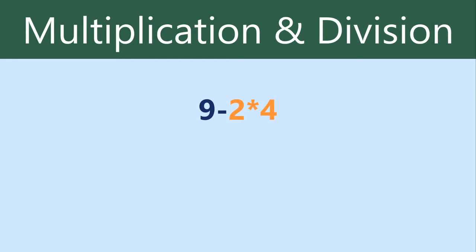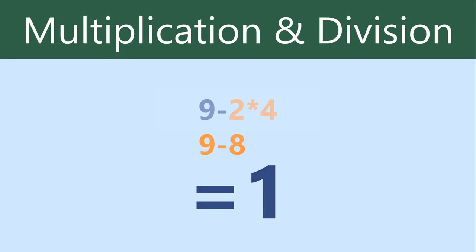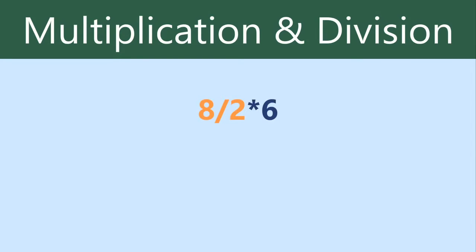If you have multiplication or division, that'll come next. Here we multiply 2 times 4 to get 8, and 9 minus 8 equals 1. Now multiplication and division are considered to be on the same level. That means if you have both of them in your formula, they're calculated from left to right. In this example, we'll do the division first, and then the multiplication.